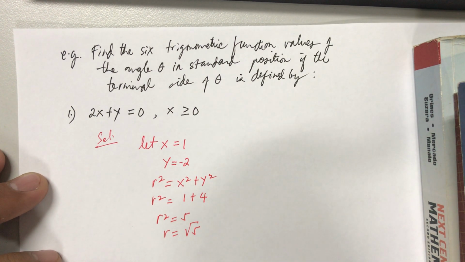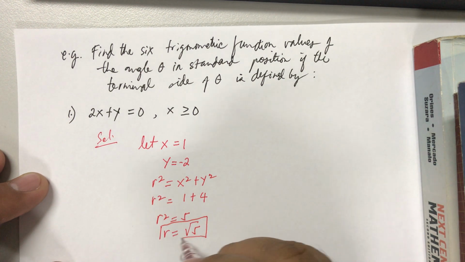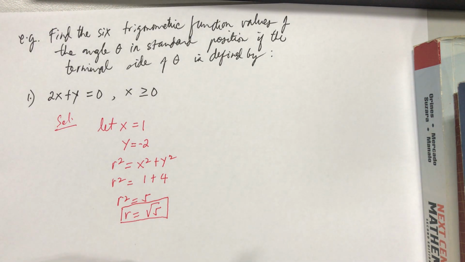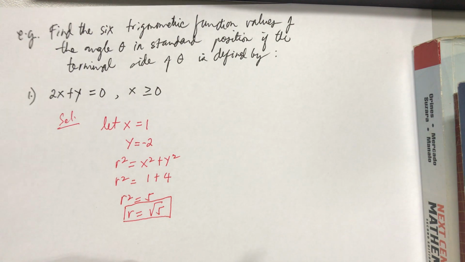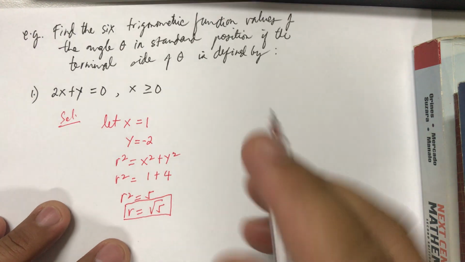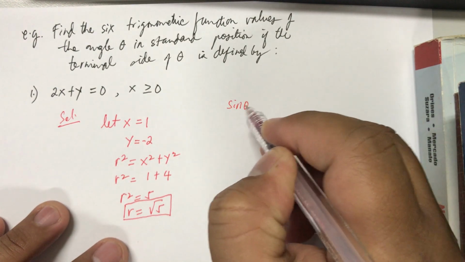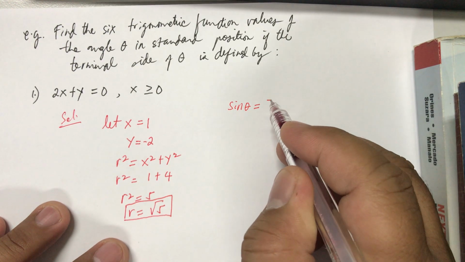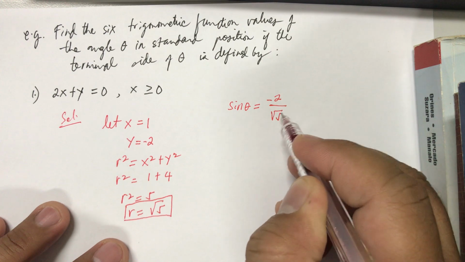We do not take the negative square root because r is the distance from the point which is found along the terminal side of angle theta to the origin. So, now that you have x which is equal to 1, y is equal to negative 2, and r which is equal to square root of 5, you can now find the 6 trigonometric function values. So you have sine theta. The definition of sine theta is y over r. So that's negative 2 over square root of 5.